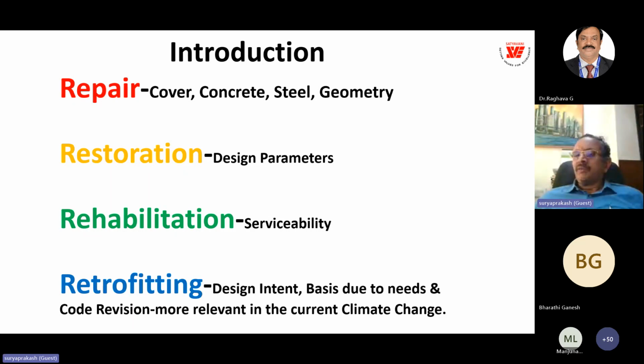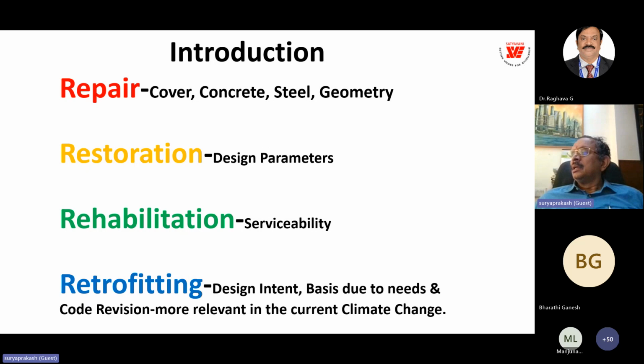Next is the code revision. The code revisions we are seeing nowadays, whether it is IS 875, IS 1893, and now IS 456 under revision for performance-based design. With all these revisions in codes, we have to retrofit the structure. Also, about 40 years back, post-Kobe earthquake in Japan, all the structures in Japan were retrofitted for vertical acceleration of the earthquake.